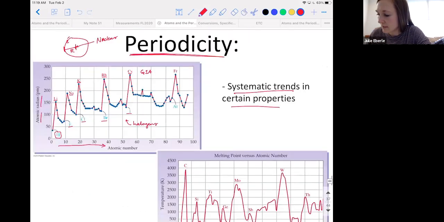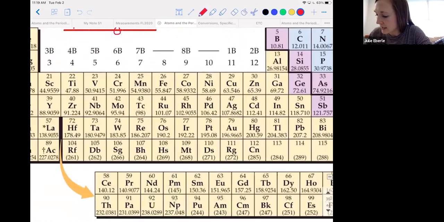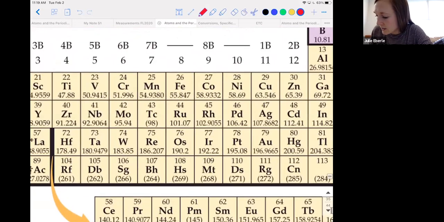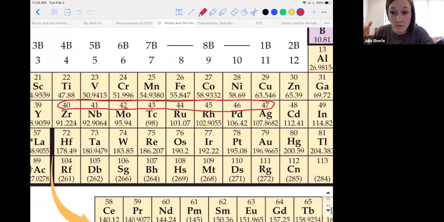Well, let's go back up to the periodic table. I'm going to zoom in on just some random row. Look at these numbers. I haven't even mentioned this. These numbers are organized by increasing what? What are these numbers? 40, 40, 41, 42, 43 as you go across. Atomic number, which is the number of protons, remember, in the nucleus.